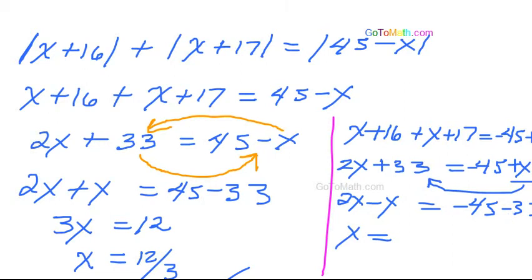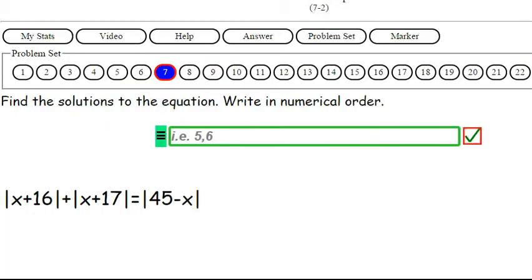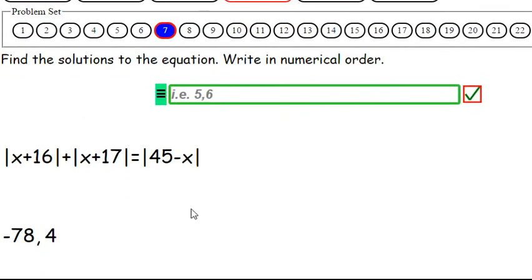So negative 45 minus 33. What do we got on that? I got negative 78. That just doesn't sound right. I ain't got time to plug all that stuff in. I went ahead, came on over to the page and hit the answer button there. I was holding my breath. Well, that's what we got, negative 78 and 4.